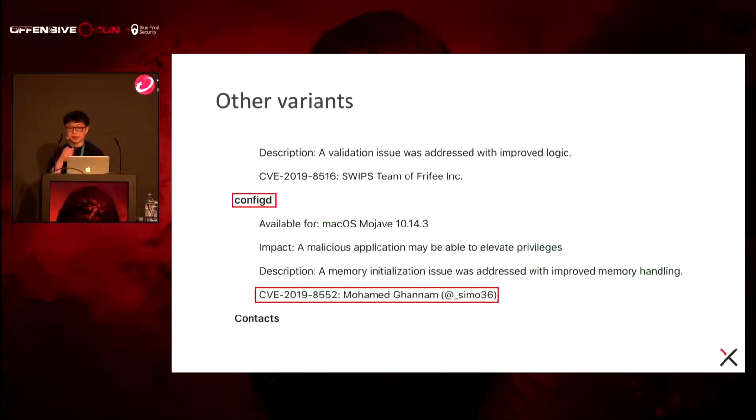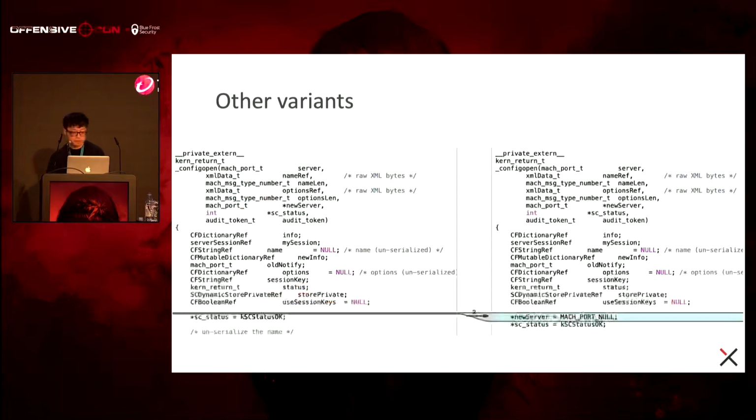You can follow the trails of Mohammed Gannam by looking at the Apple advisories. He was actually going after a similar set of bugs in another daemon called config_d. And with a quick patch diff, you can see that he was basically looking for the same set of uninitialized output variable bugs in the config_d daemon. And these bugs were also interesting because they open a potential avenue for port replacement bugs. But yeah, they're all patched now.